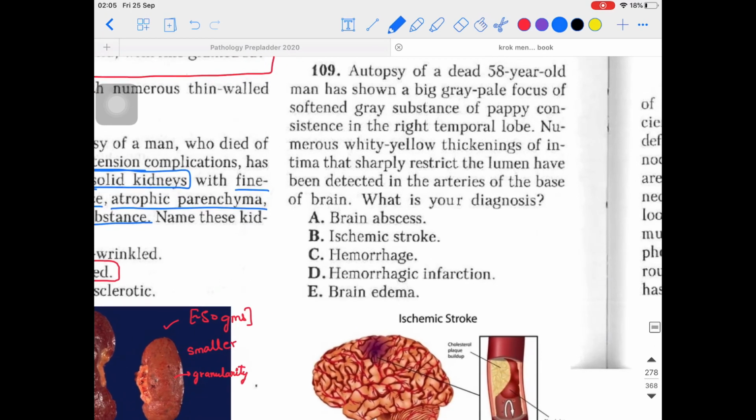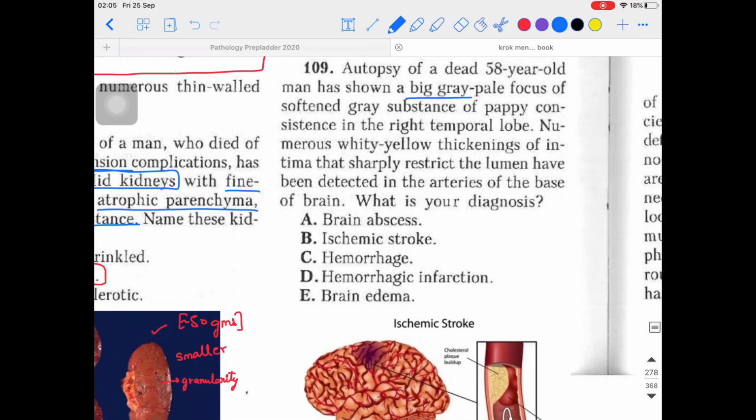Autopsy of a dead 58-year-old man showed a big gray pale focus of softened gray substance of a pappy consistence in the right temporal lobe. Numerous white yellow thickenings of intima, meaning tunica intima of the blood vessel, which sharply restrict the lumen, have been detected in the arteries of the base of the brain. So very easy to understand for us. So what is the diagnosis they are asking?